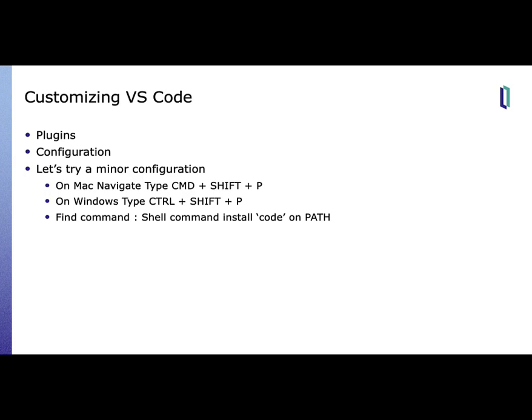Before we dive into more complex configurations, let's try a simple but important setup step: adding VS Code to the system's path. This will allow us to open VS Code directly from the terminal using the code command. To do this on the Mac, press Command plus Shift plus P, or on Windows, press Control plus Shift plus P. This opens the command palette where we could execute various commands. Type shell command install code on path and select it.